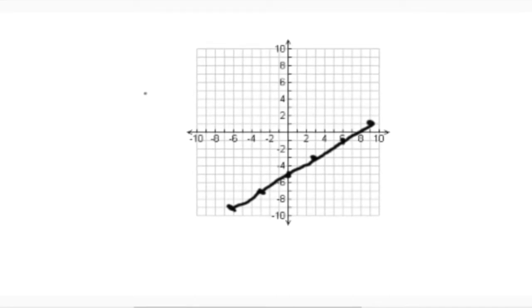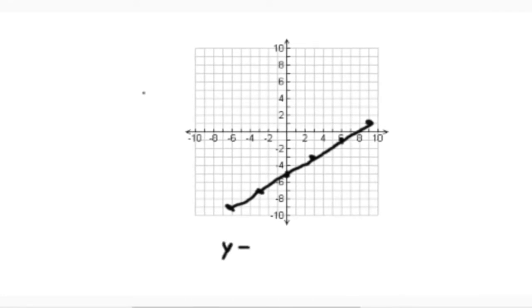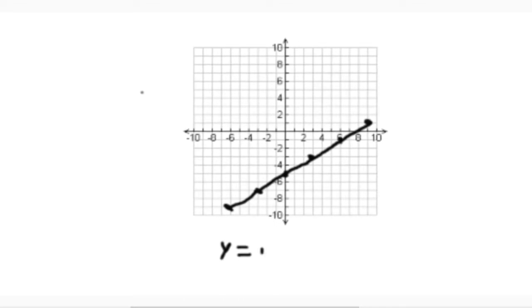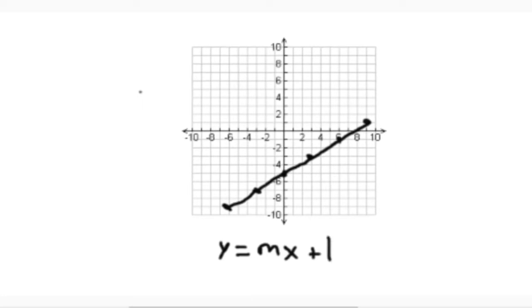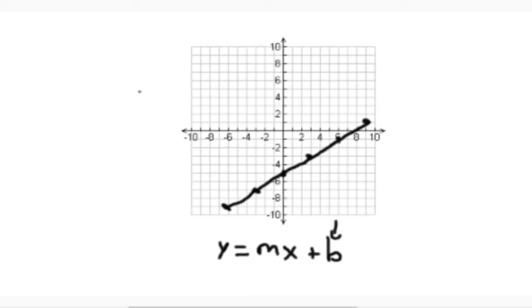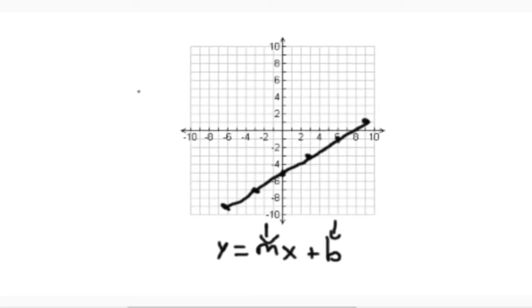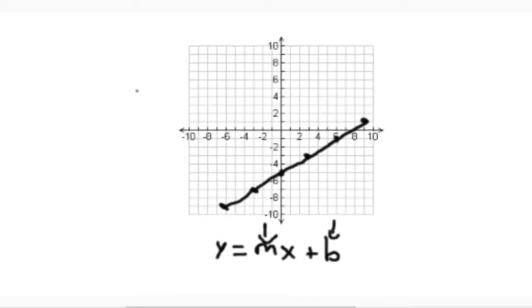So let's try writing the equation for this linear line. So we know that all linear equations can be written as y is equal to mx plus b. So all we have to do to write the equation of this line is figure out what is our b and what is our m. So the b is the easiest one to find because the b is just your y-intercept.